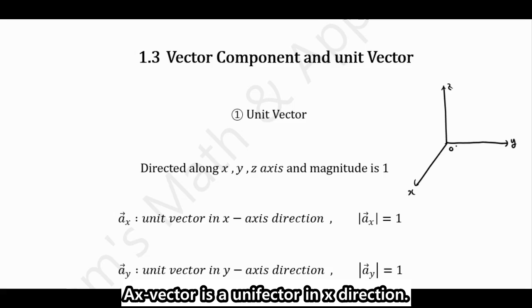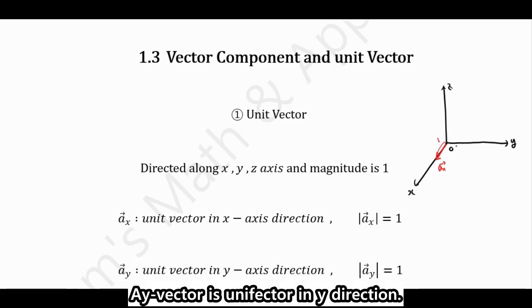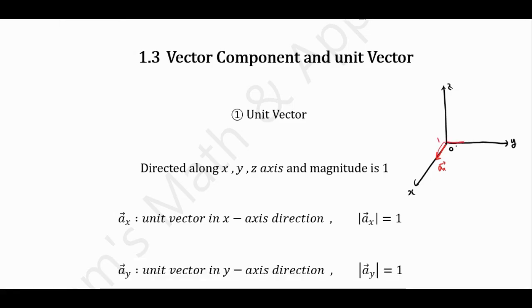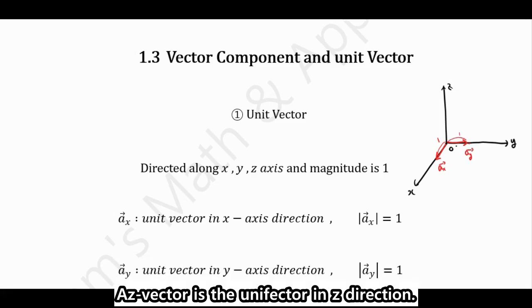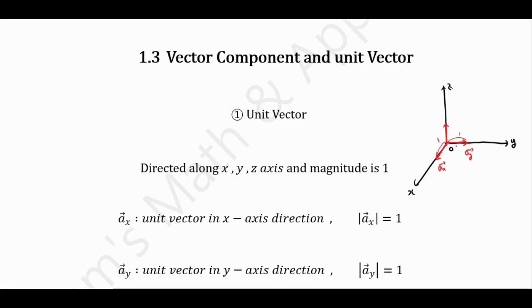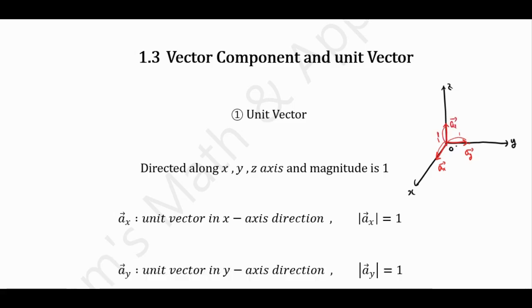The ax vector is a unit vector in the x direction. This is called the ax vector, and its magnitude is 1. The ay vector is the unit vector in the y direction. This is called the ay vector, and its magnitude is 1. The az vector is the unit vector in the z direction. This is called the az vector, and the magnitude is 1.